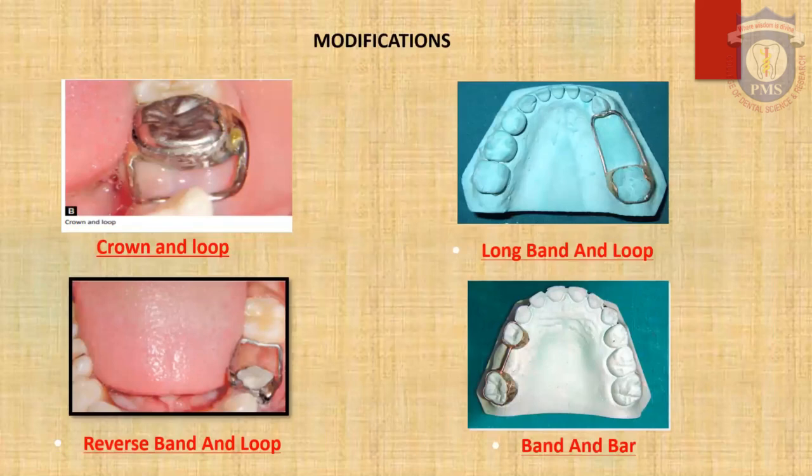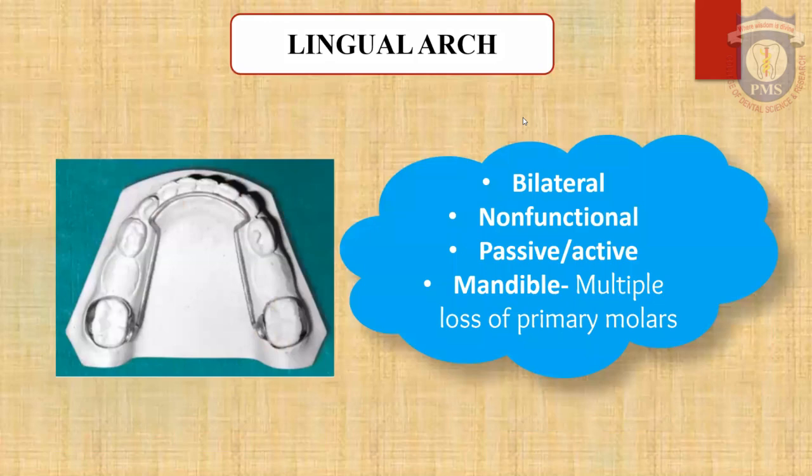Coming to the various modifications, when a band and loop is adapted to the crown, it is known as crown and loop. When multiple teeth are lost, a long band and loop is needed. Such is known as long band and loop space maintainer. When it is used in reverse direction, it is known as reverse band and loop space maintainer. When a bar is used instead of a loop, it is known as band and bar space maintainer.